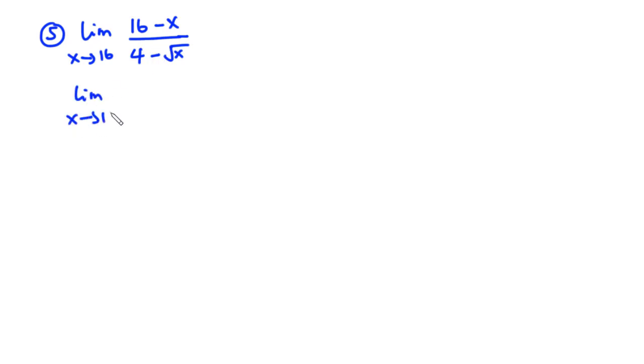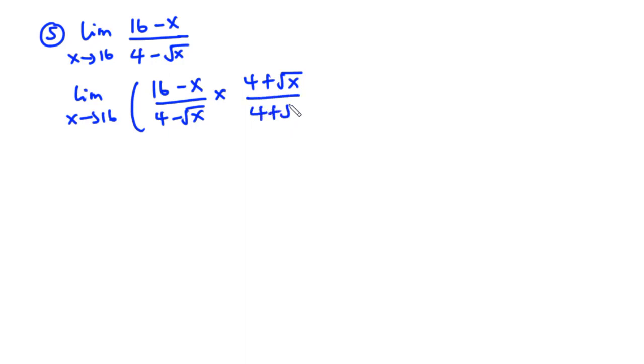So for the last example, we are going to find the limit of the function 16 minus x divided by 4 minus the square root of x as x approaches 16. Now because of the square root, we are going to multiply top and bottom by the conjugate of the denominator. So we have the limit as x approaches 16 of 16 minus x over 4 minus root x multiplying 4 plus root x over 4 plus root x.